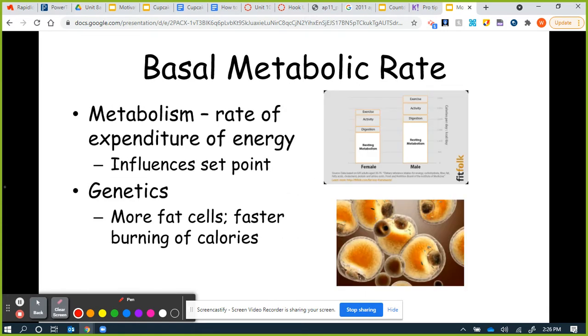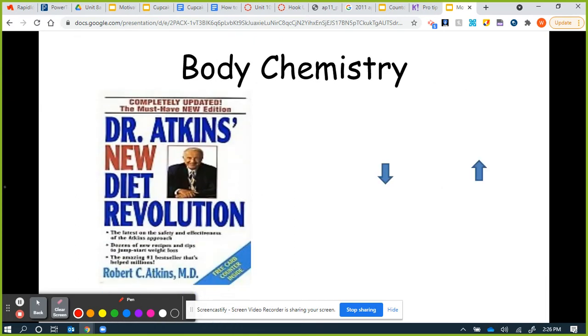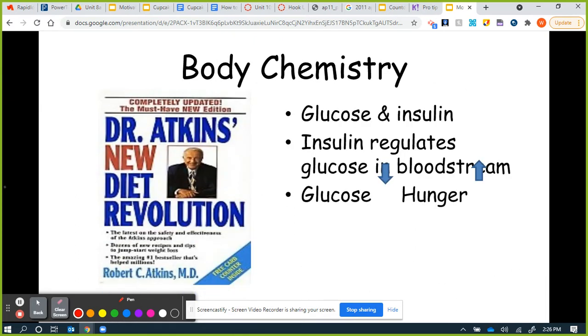All right, basal metabolic rate. I think we all know what metabolism is. Okay, this is just the rate of energy expenditure. It will influence the set point. A lot of it is genetic. Body chemistry, glucose and insulin.